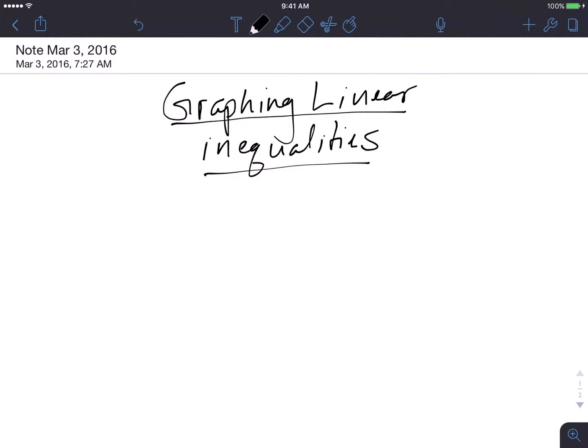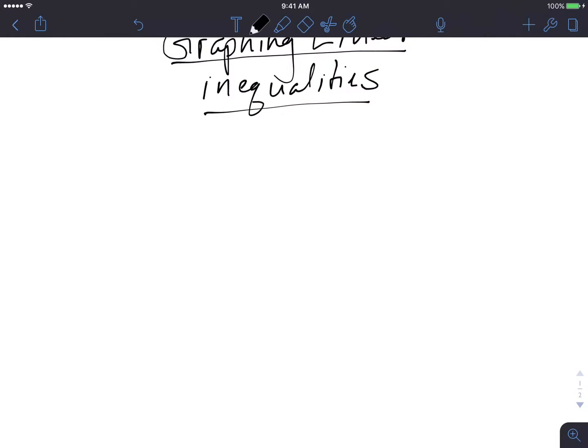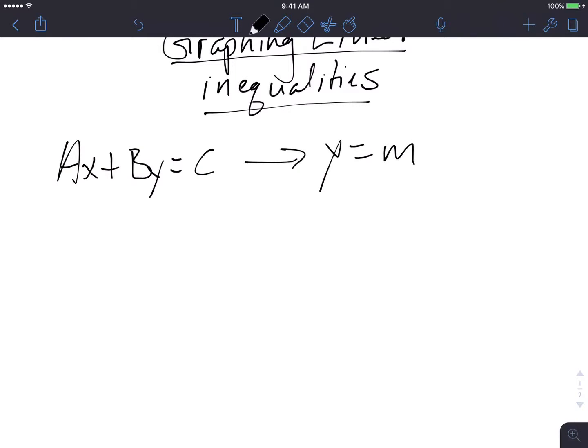Hello everyone. Today we're gonna learn how to graph linear inequalities. So I'm gonna jump right into it with an example. So I'm gonna go from standard form, ax plus by equals c, and I'm gonna change it to slope-intercept form, y equals mx plus b.